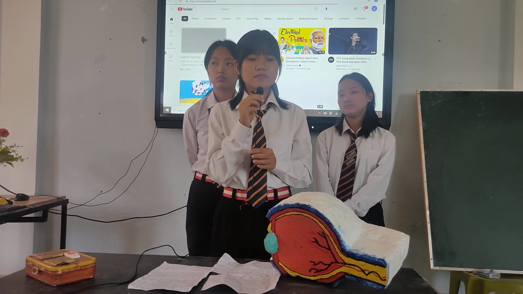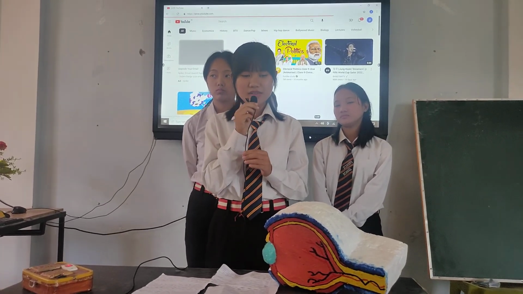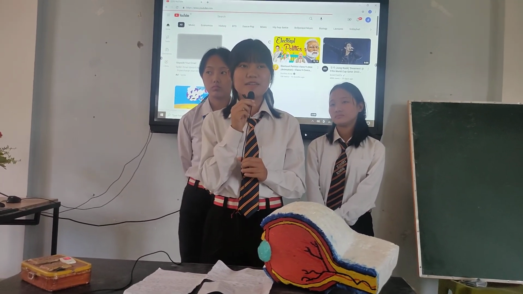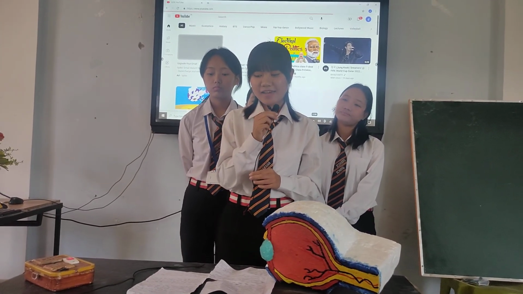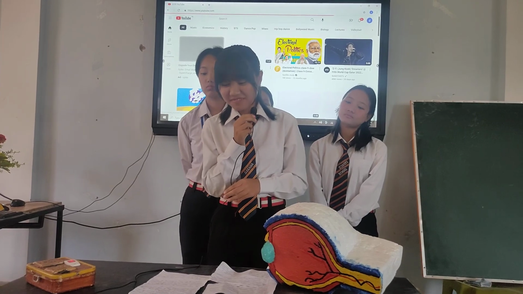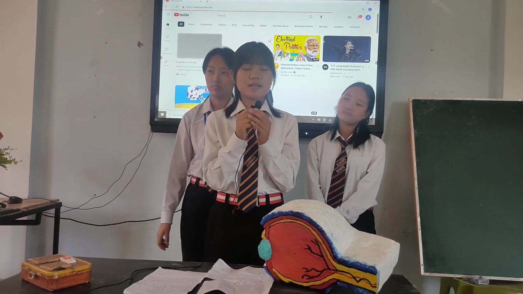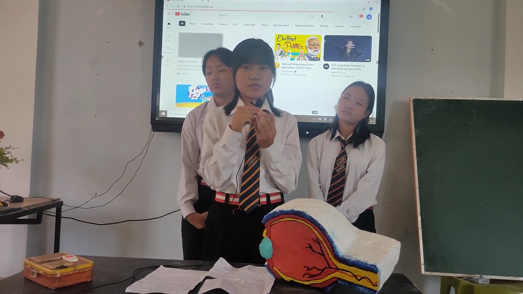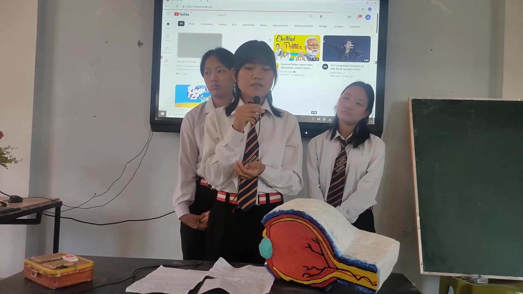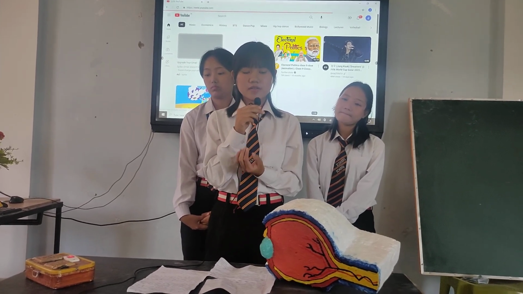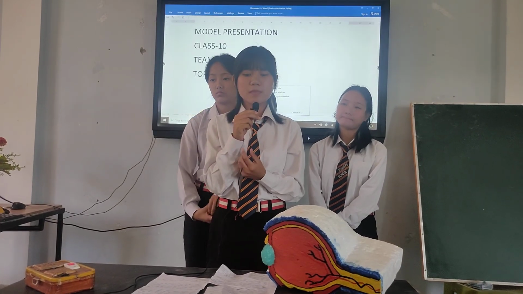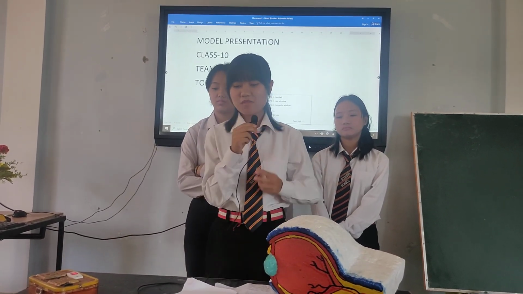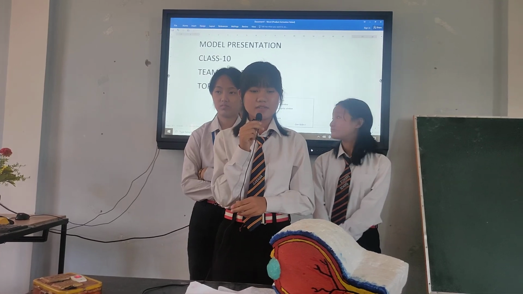The lens adjusts its shape to bend and focus the light for a second time to ensure that we have a clear vision of what we are looking at. The lens works together with the cornea and focuses light correctly on the retina.